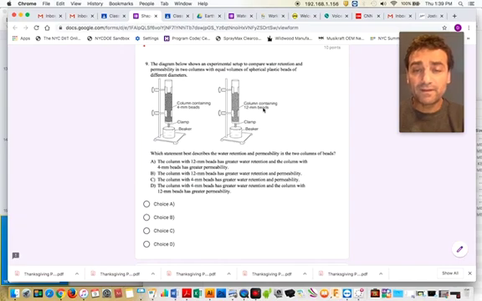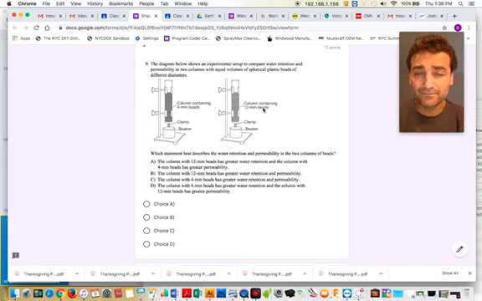Choice A. The column with 12 millimeter beads has greater water retention. No, because it's larger, it has less water retention. Larger beads, less water retention. B. The column with the 12 millimeter beads has greater water retention, and nope. Again, it should have less water retention. C. The column with the 4 millimeter beads has greater water retention, yeah, because it's smaller, good, and permeability. No. Because they're smaller, good water retention, but not good permeability.